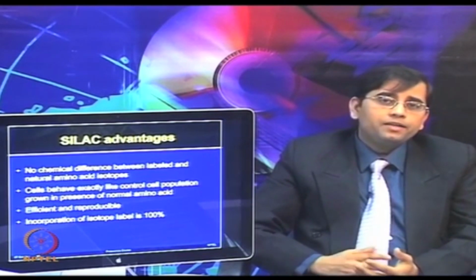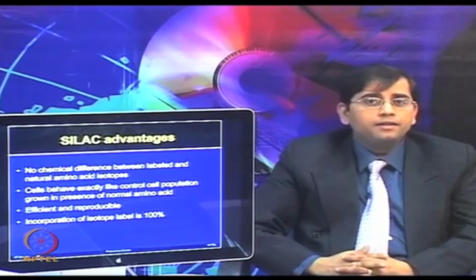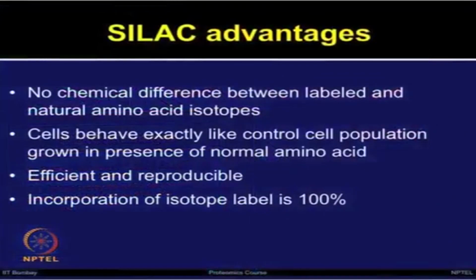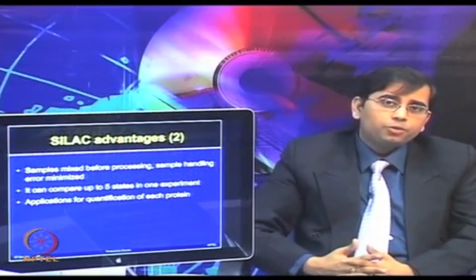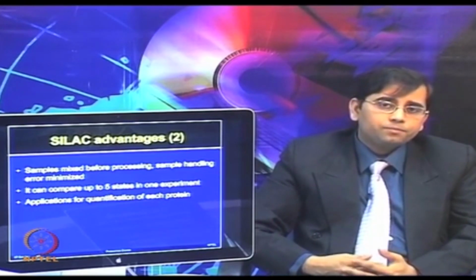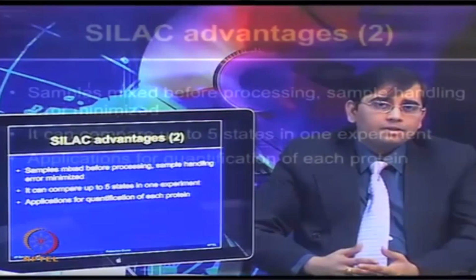In SILAC, no chemical difference is observed between the labeled and natural amino acid isotopes. The cells are grown in the tissue culture medium and they behave exactly like the control cell population grown in the presence of the normal amino acids. So, this method is very efficient and very reproducible. It has been observed that the isotope labels are 100% incorporated, and one needs to ensure that by doing the doubling for different generations; after 5 or 6 generations it has been observed that it is 100% incorporated. So, samples can be mixed prior to processing and mass spec analysis. This method eliminates some of the handling errors.